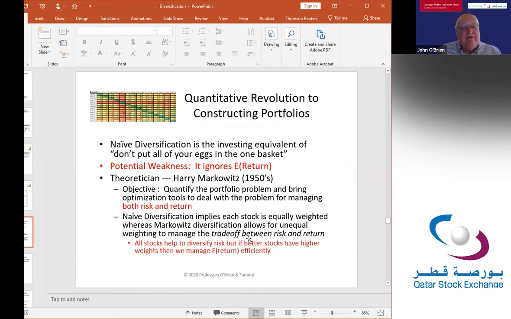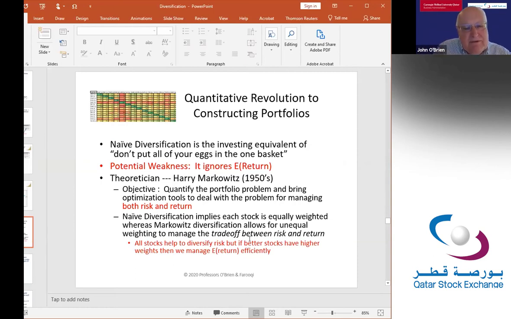And what he observed is that with naive diversification, it's fine. It's the equivalent of don't put all your eggs in the one basket, but it does ignore one thing. It ignores expected return. And so it may not be that just equally weighting every stock in your portfolio is the best way of managing both risk and expected return. So his objective was to bring optimization tools to bear to the problem of managing both risk and return. And basically, the bottom line of this is that he's going to allow for unequal weighting.